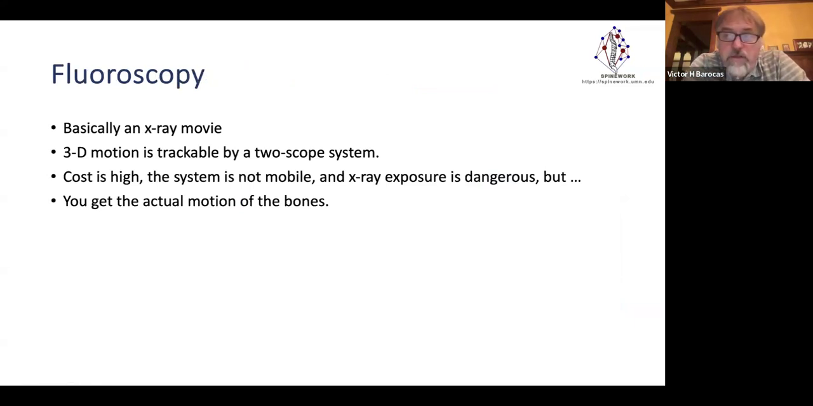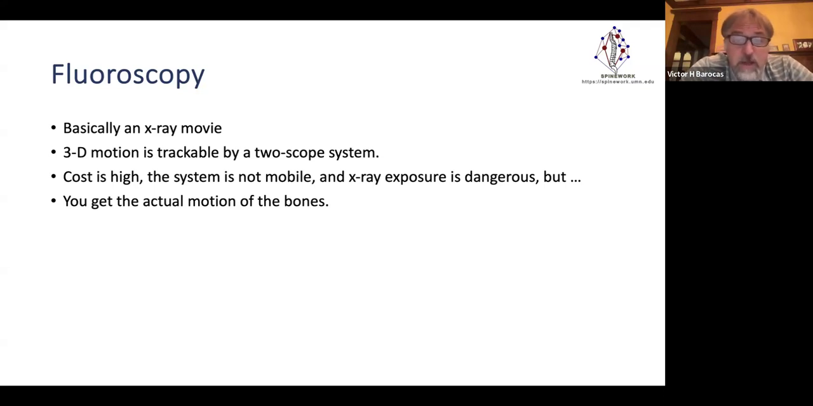Fluoroscopy is a different way to think about kinematics. Some of you are probably familiar with it. It's basically an X-ray movie. So if you have two scopes, you can track motion in 3D. There are methods to do this. Aaron Ellingson from our Spinework team is an expert in this area, and I'm sure he'd be happy to talk to you about it if you're interested.